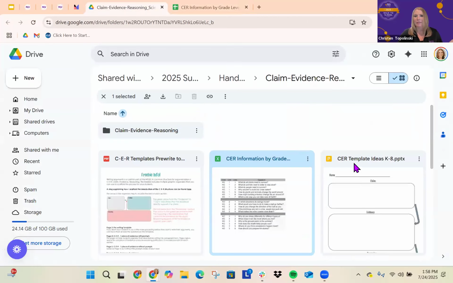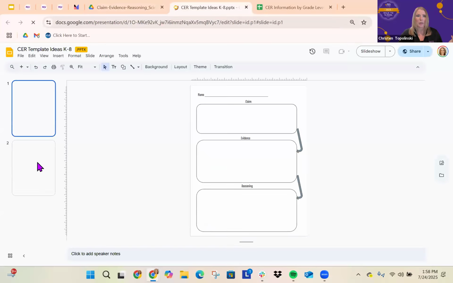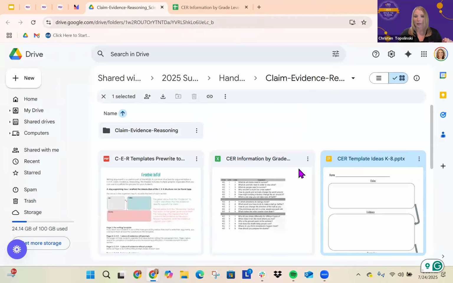This was one I started to put together myself, but I feel like she did such a better job than I did. So I just had two in there that I was thinking of. Certainly you don't have to use mine. I like hers better.